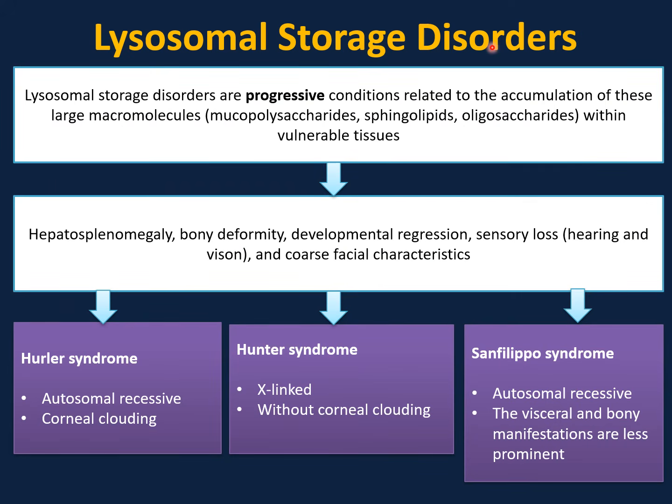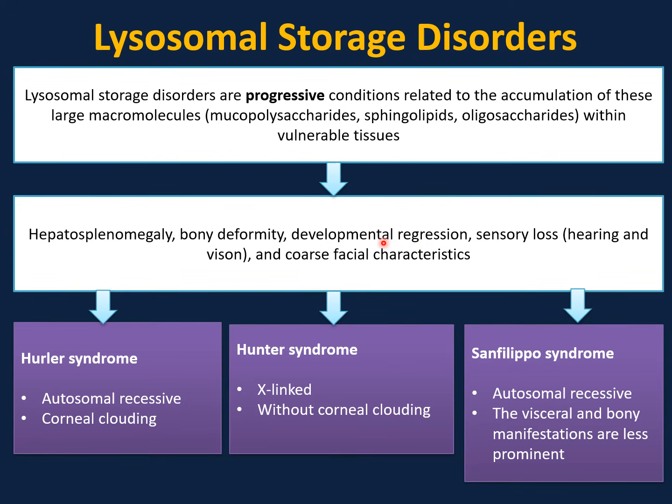Lysosomal storage disorders. These conditions are progressive. So the infants are born normal, then they will start to have progressive symptoms because of accumulation of large molecules in different tissues. For example, mucopolysaccharides, sphingolipids, and oligosaccharides within vulnerable tissues. This will cause large liver and spleen, bony deformities, developmental regression like loss of milestones.